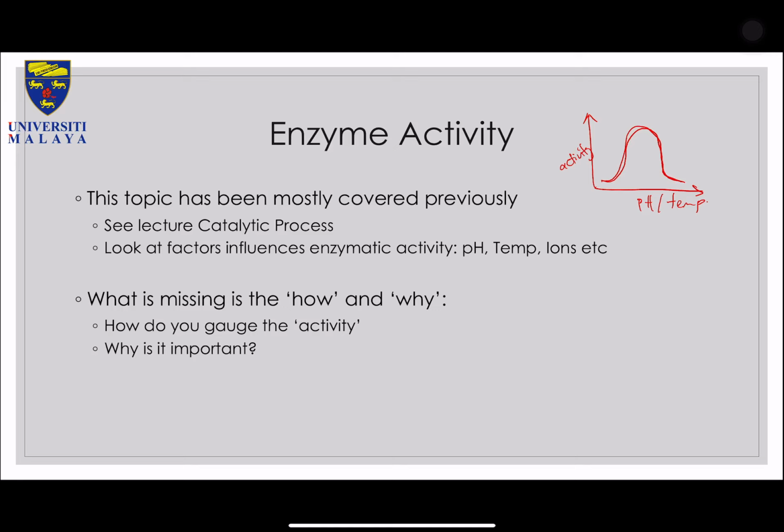But what was missing during the previous lecture is how and why. Okay, so how do you actually gauge your activity? How do you get this type of graph? And why is it important? I know generally it's important to know this type of graph because enzyme works at a certain pH and temperature. What I'm thinking of is why you need to do this. Why do you need to know how to gauge this enzyme activity? Okay, so that's the why bit. All right.